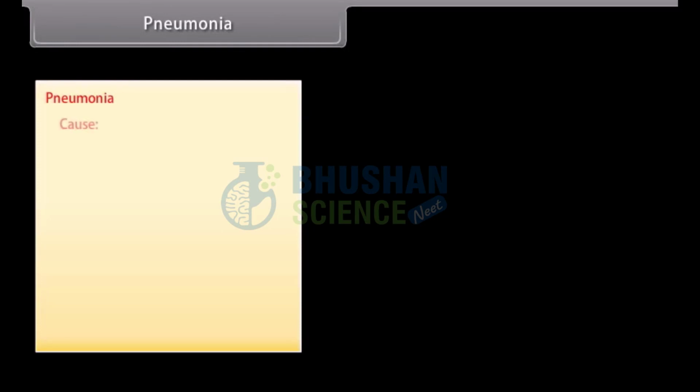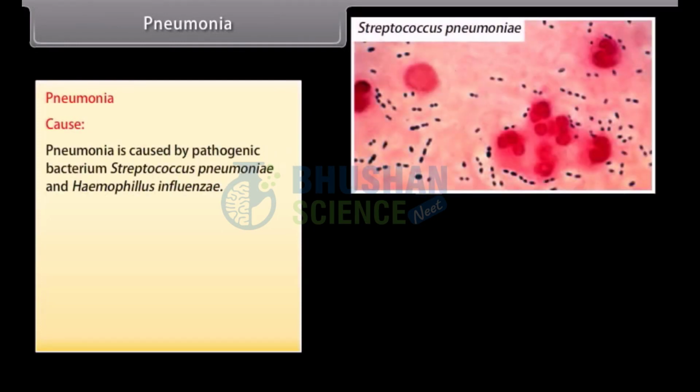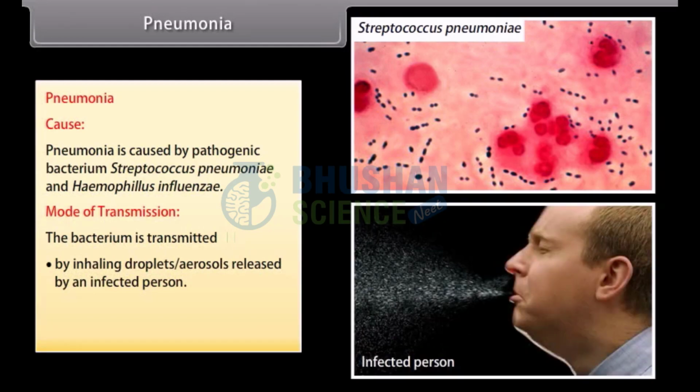Pneumonia. Cause. Pneumonia is caused by the pathogenic bacteria Streptococcus pneumoniae and Haemophilus influenzae. Mode of transmission. The bacterium is transmitted by inhaling droplets and aerosols released by an infected person, or by sharing utensils with an infected person.